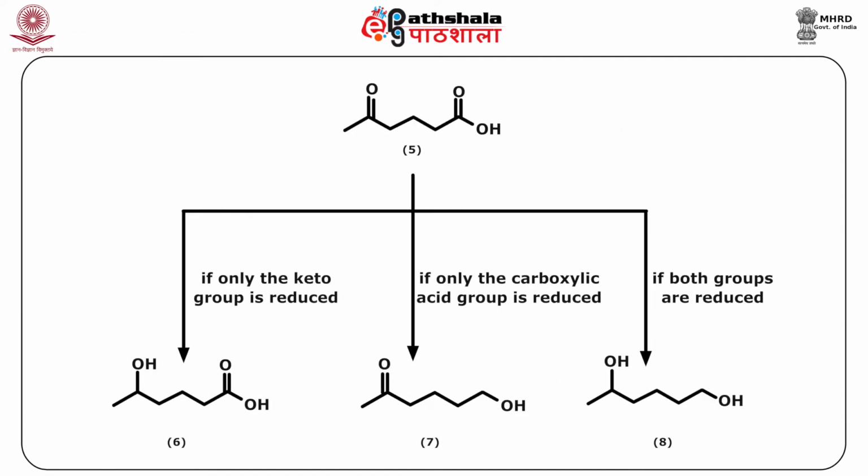Reduction of an organic compound containing two groups, a keto and a carboxylic acid, by using a reducing agent gives three possible products: 5-hydroxyhexanoic acid, 6-hydroxyhexan-2-one and 1,5-hexanediol. As we can see, if only the keto group is reduced, we get an OH and an oic acid. If only the carboxylic acid group is reduced, we get a keto and an alcoholic group, and if both the groups are reduced, we get a diol.